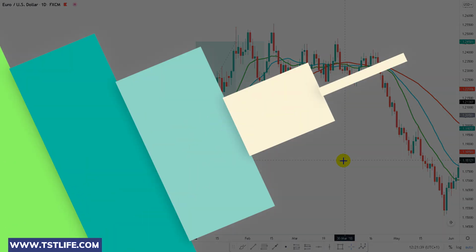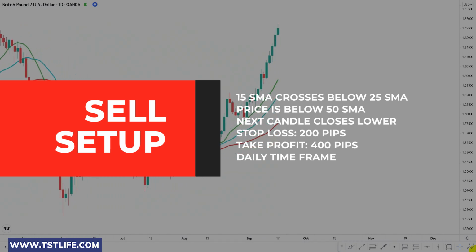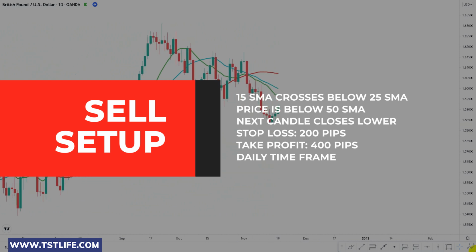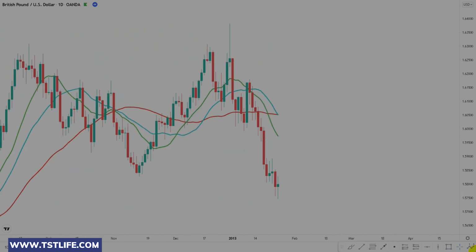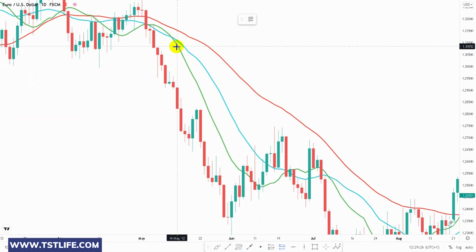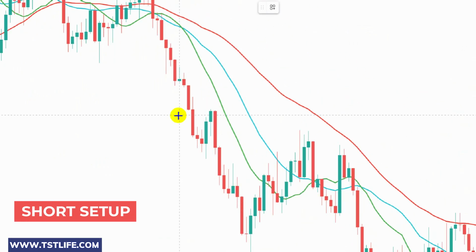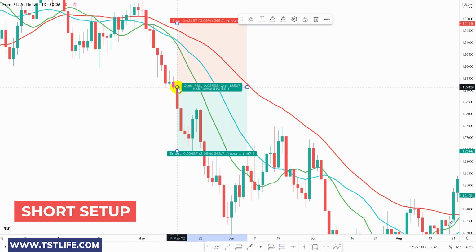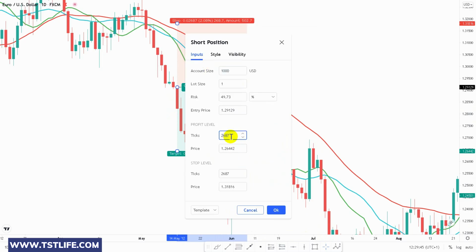Let's look at the short setup. Again, that's extremely straightforward. When the 15 SMA crosses below the 25 SMA, we go short if the price is below the 50 periods SMA and the following candle closes at a lower price. The risk to reward ratio is the same, honestly. I wanted to aim for more pips as this is a swing trading strategy, and the 200 pips stop loss is super tight and can be triggered especially if we enter the trade before London or New York sessions.